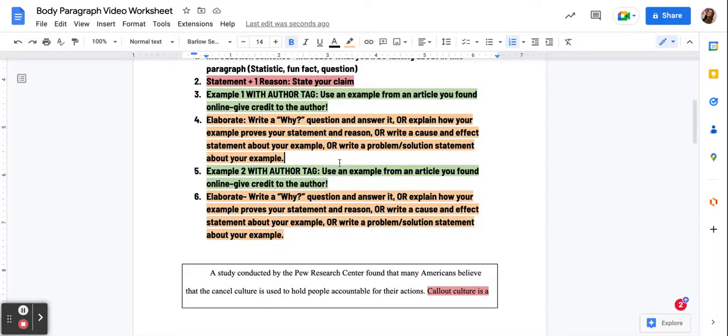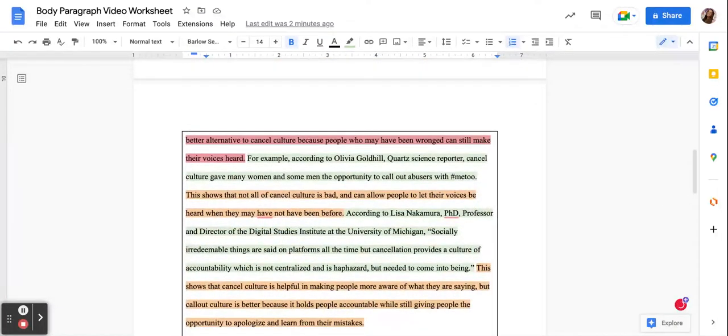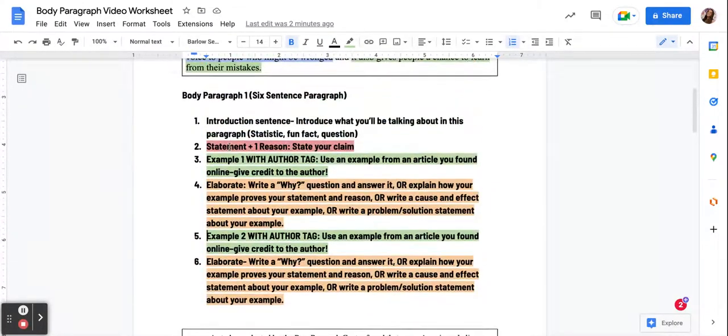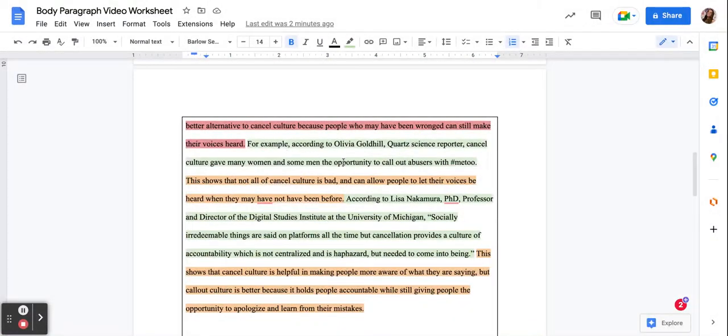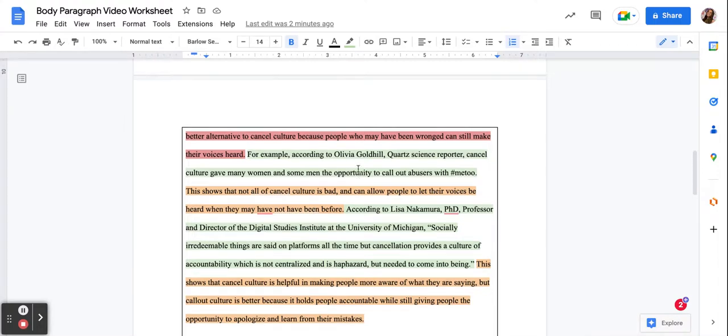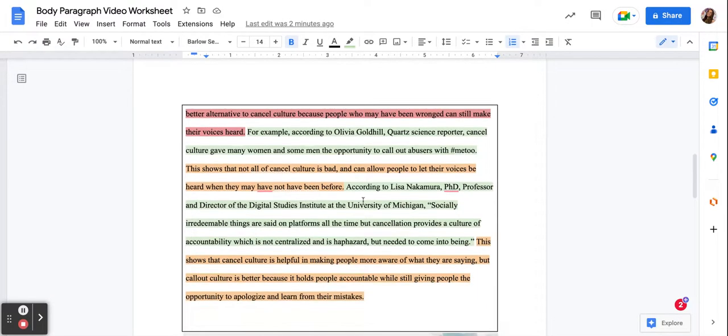Once again, following your SREE format, we're going to do the exact same thing one more time. You are going to write a second example with an author tag, and then you're going to elaborate. You should go through and highlight everything just like it is highlighted here. Examples and author tags should be highlighted in light green. Elaboration should be highlighted in orange. So you should have your claim in red, examples in green, elaborations in orange, and it should look something like this when you are finished.